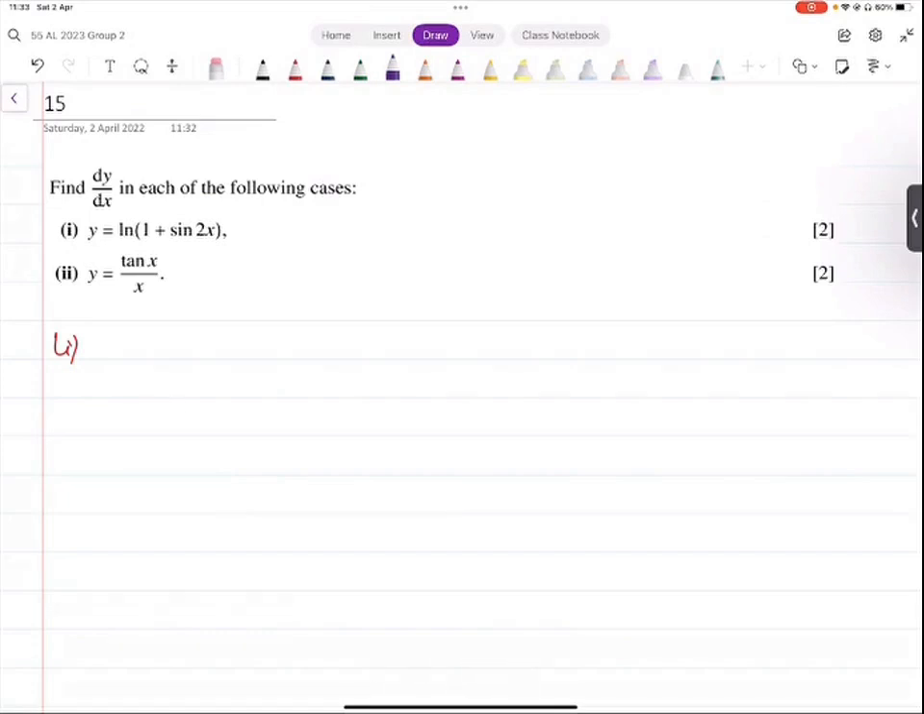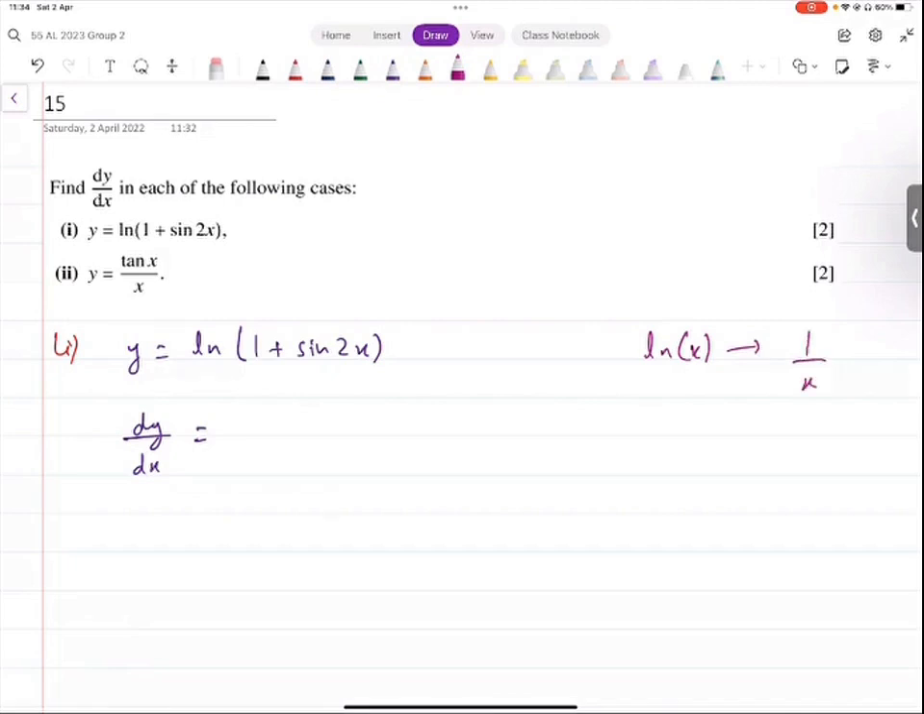Okay. We have to find dy over dx in each of these cases. We've got 2 points here. ln of 1 plus sine 2x is your function. Y equals this. We need to find dy over dx. ln का डेरिवेटिव क्या होता है? ln x का 1 over x. Okay. Sine का क्या होता है? Cos x. Okay. What's the outer function? ln. Log बाहर लगा हुआ है, right?